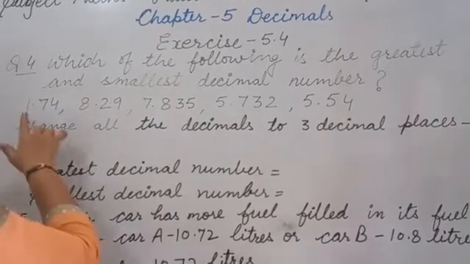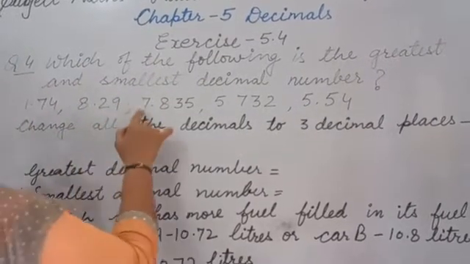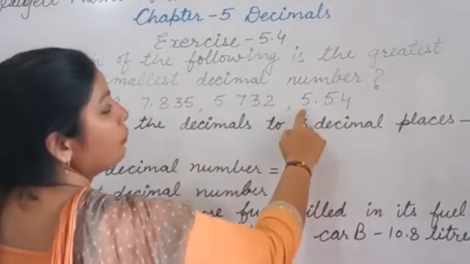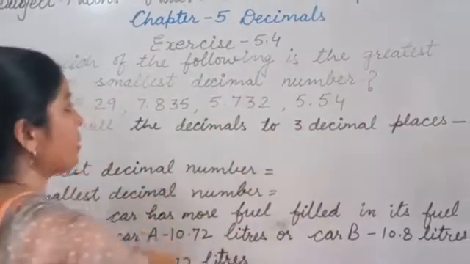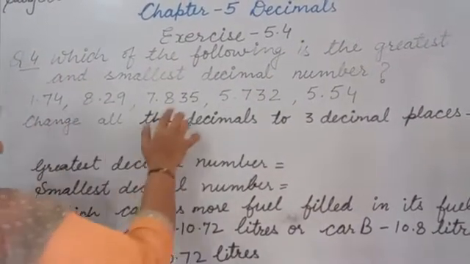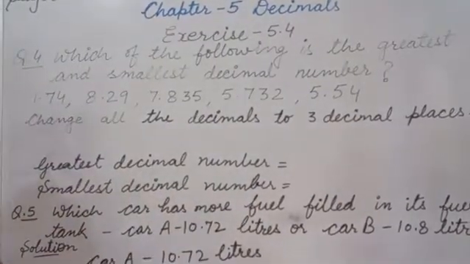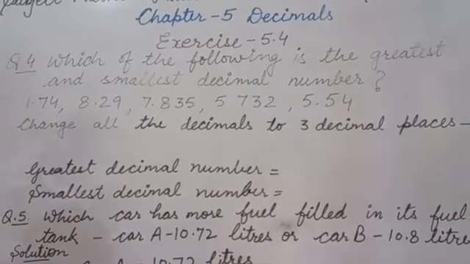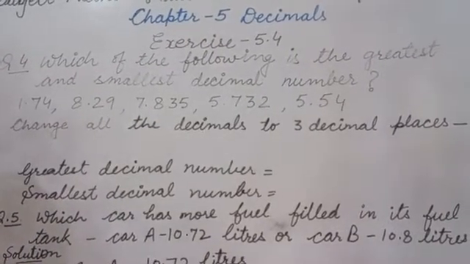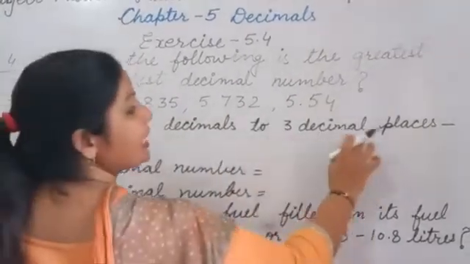Okay, there is given 1.74, 8.29, 7.835, 5.732, 5.54. Now you will see in the first, second we have 2 decimal places, there is 3 and in the last 2. So how can we compare? We can't compare. Firstly we should make the same decimal places. So we convert them into like decimals. So change all the decimals to 3 decimal places.